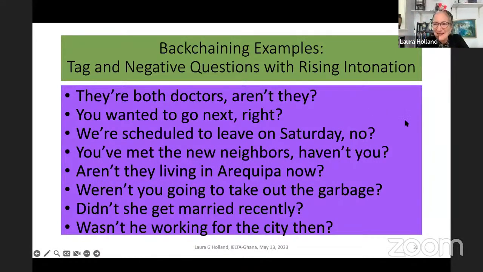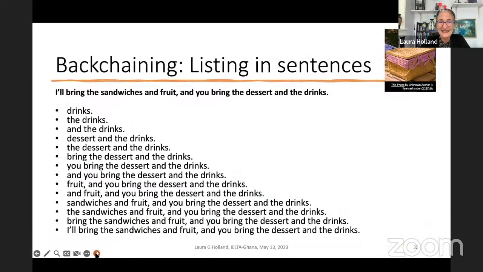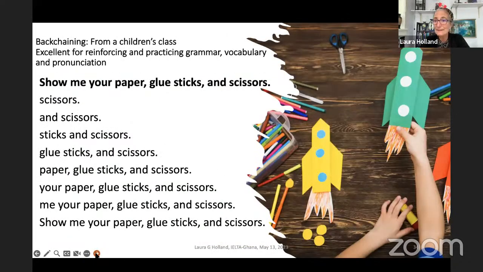Woohoo. Good things come to those who wait. All right. That was wonderful. All right. So now I think you have an idea of how to use back chaining. And here are some other ways that you can find material to use.